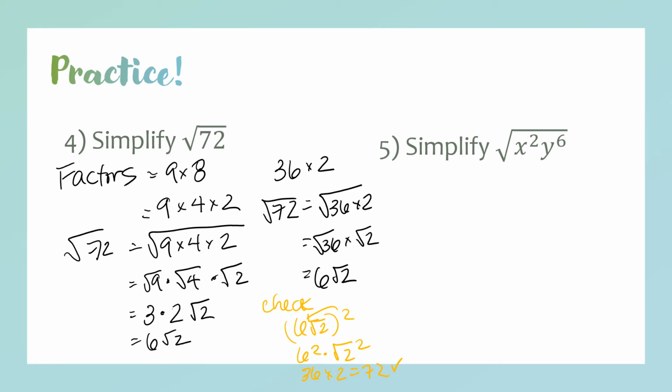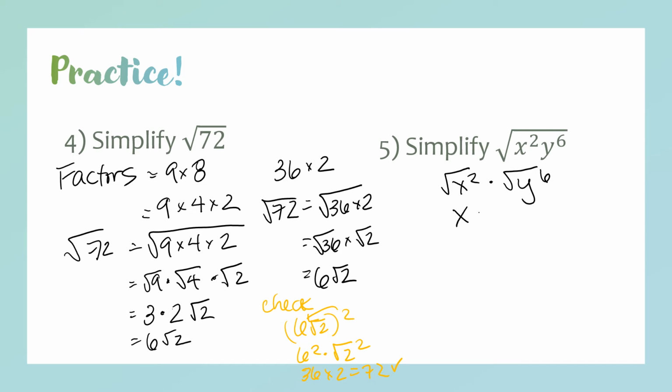Let's take a look at number 5 here. So I have the square root of x squared times y to the 6th. So I'm going to split that up instantly into the square root of x squared and the square root of y to the 6th. Now, it just so happens that this x squared thing would be x times x, right? So x times itself, that's the square root. So that's nice and simple. That's just x.